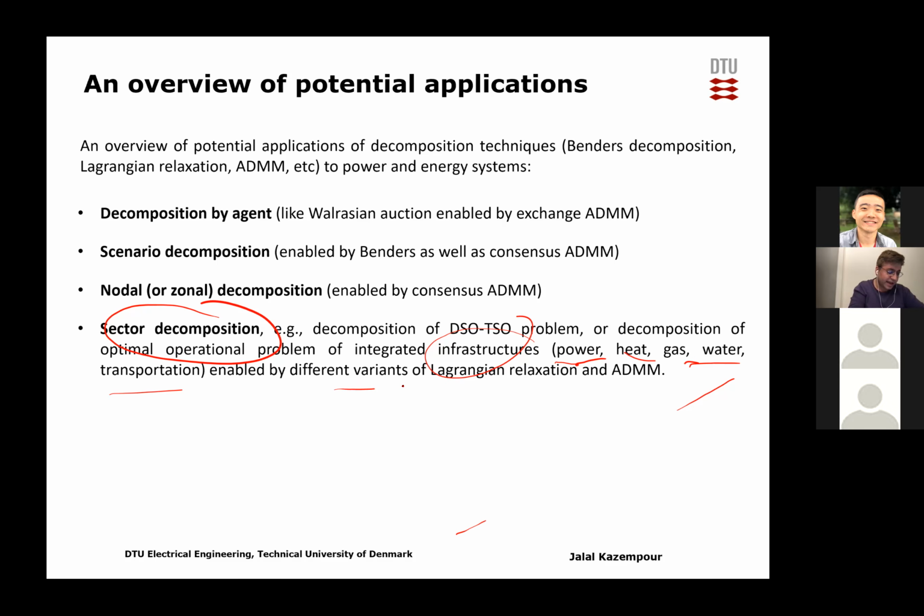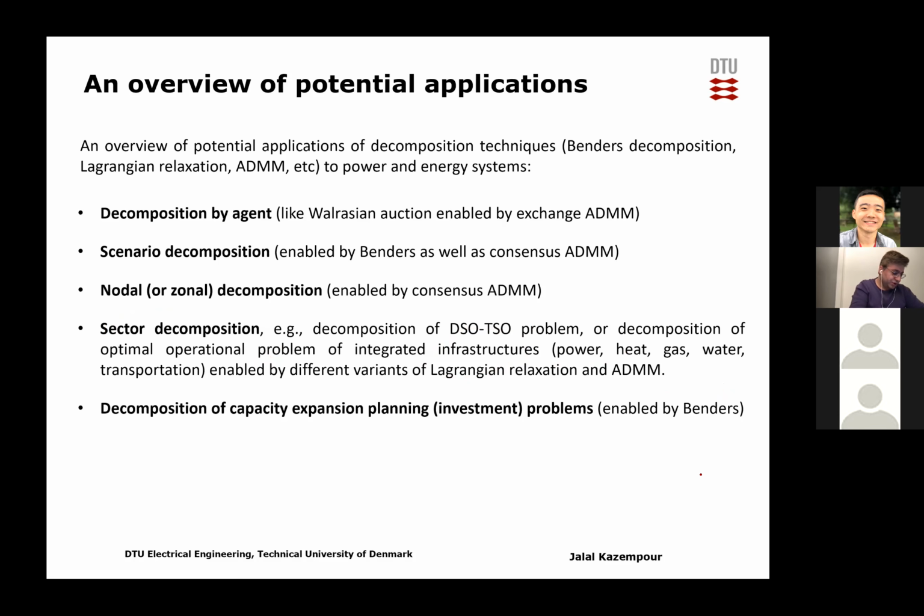So how can you do that? Usually you have a complicating constraint in that case, so you can use different variants of Lagrangian relaxation and ADMM. Remember, for Benders also, we decomposed our problem. If our problem was a capacity expansion planning investment model, always the investment variable is a very great candidate to be considered as a complicating variable. Then Benders would be our alternative.